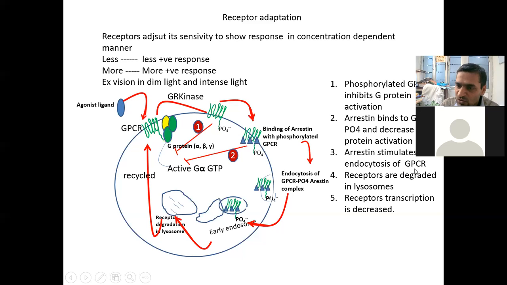Arrestin stimulates endocytosis of GPCR. So once arrestin has bound to this, it stimulates its endocytosis. So receptor concentration on the surface will come down. Another one is that receptors are degraded in lysosomes, as we saw here, and receptor transcription is also decreased. So these 4 or 5 mechanisms are responsible for showing adaptation towards any ligand.